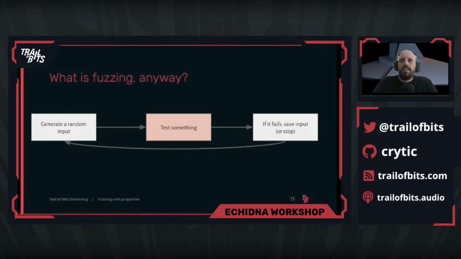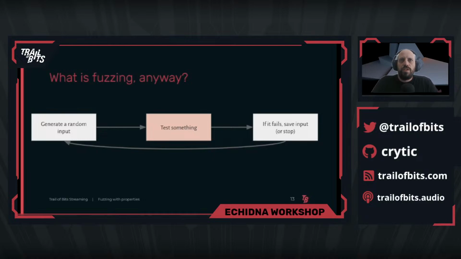Then we run the test, and if it fails, we save the input or stop. Now, the interesting part is that you should know beforehand what you are testing and what should be the result of your test before running a fuzzing campaign. In this particular case, for the properties repo, we know what to test because we got it from the specification, from the ERC20 standard, and we created different tests for different properties in the standard. So what's the goal of all this?